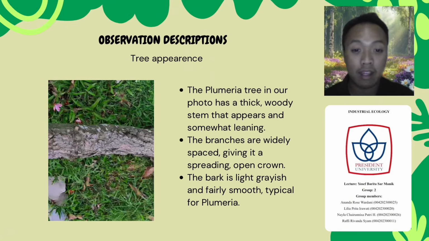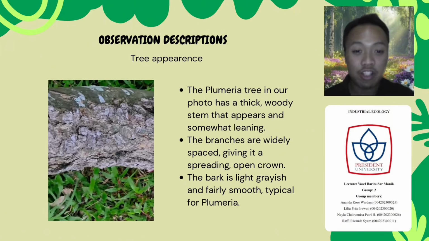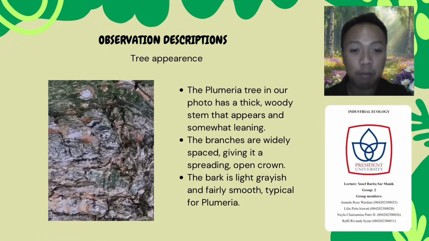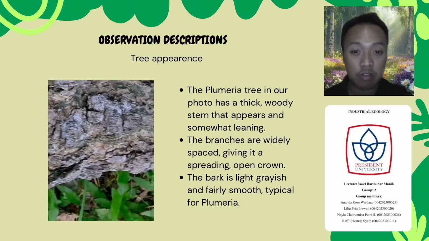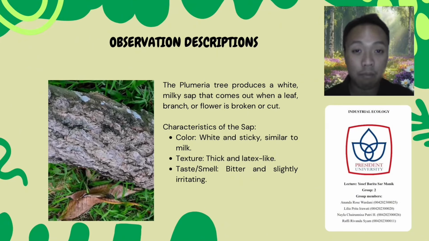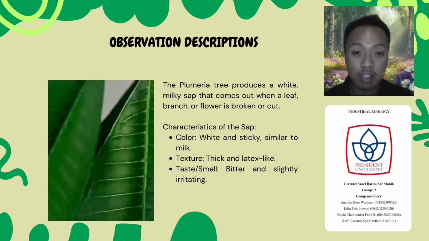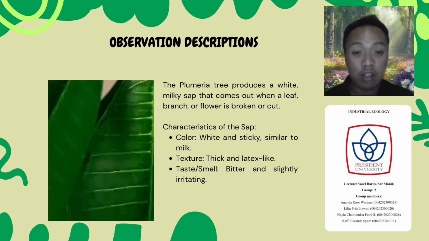tropical environments. The bark of the tree was smooth and light grayish in color, which not only provides resistance to pests but also helps reflect heat. These traits make the Plumeria ideal for use in urban landscaping and could inspire efficient structural layouts in industrial settings. One particularly interesting feature of the Plumeria is the sap it produces. When any part of the plant, such as a branch or leaf, is broken or cut, a white milky sap immediately comes out.